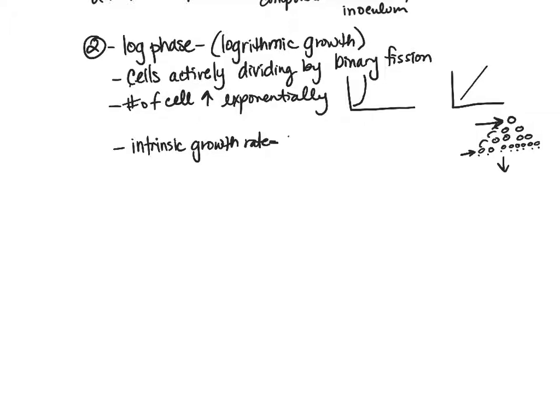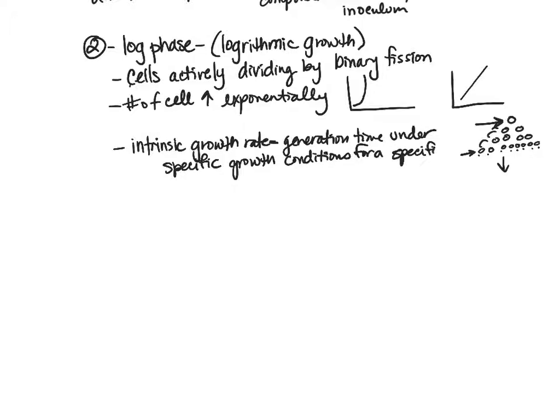So let me write that down first. Generation time under specific growth conditions for a specific species. So if we think about this, we already mentioned E. coli. E. coli's generation time is about 20 minutes. Now that's under specific growth conditions. So if we place E. coli in a 37 degrees Celsius incubator, their generation time is about 20 minutes.